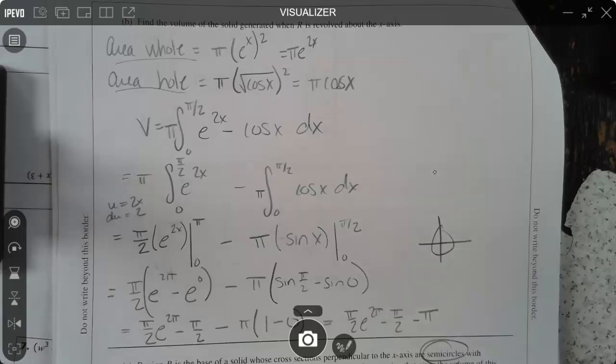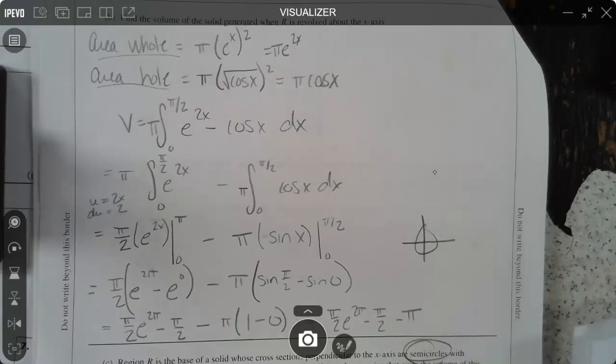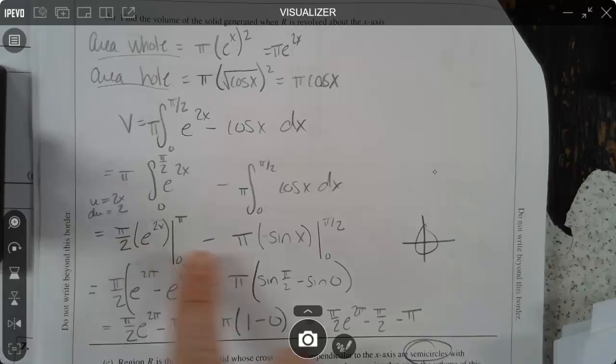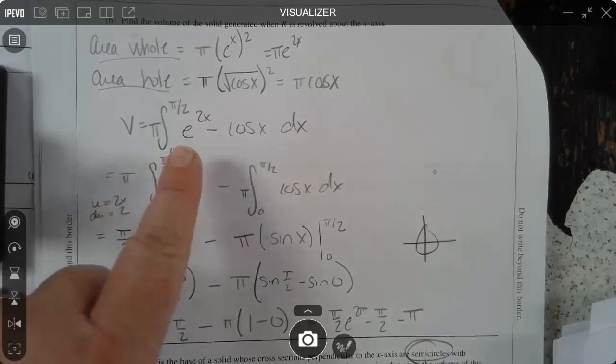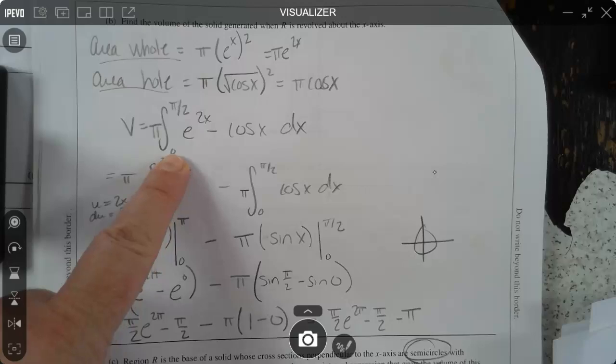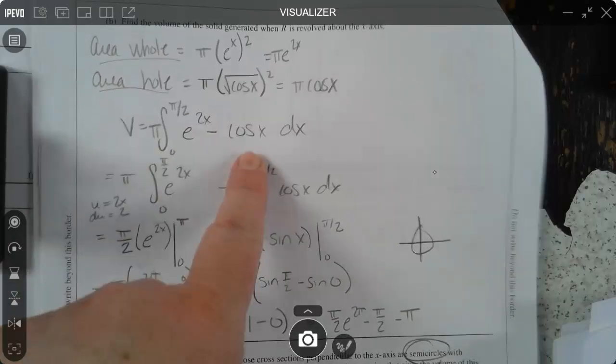There we go. I got the right equations, but for this one, the integrand itself is only worth 1 point. Did you find the antiderivatives correctly? If you did the antiderivatives correctly, that's 2 points. Like this part. All right, so pi integral whole minus hole.